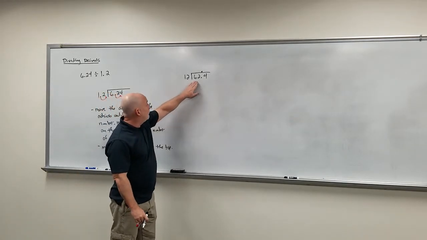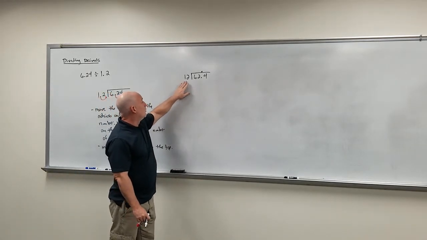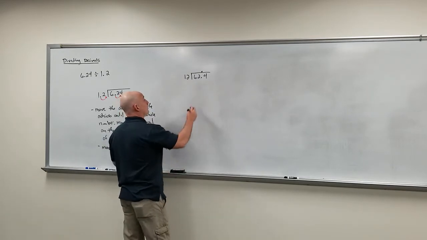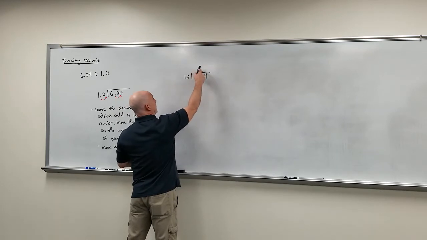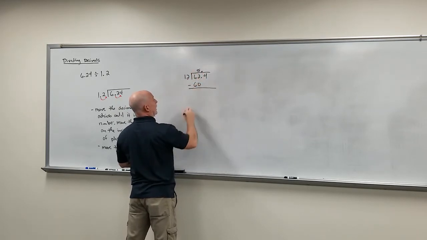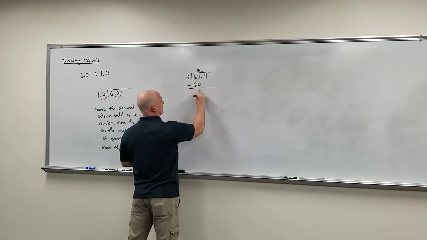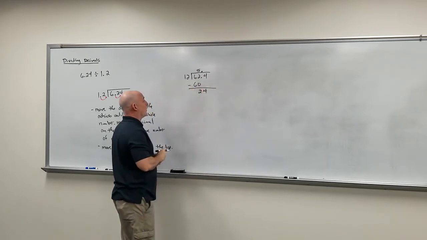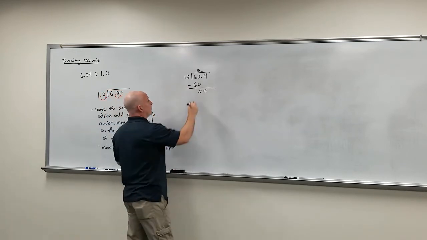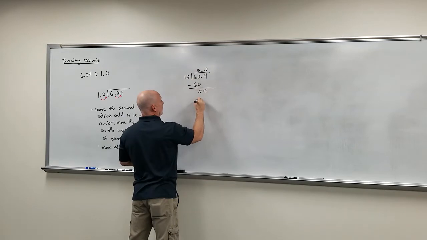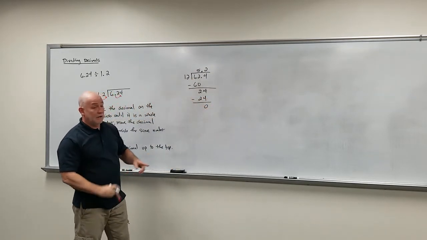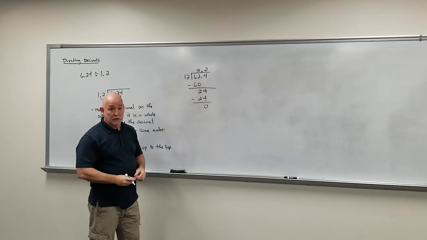So we'd say 12 won't go into 6. Will 12 go into 62? Yeah, the most times it'll go into will be 5 times, because 5 times 12 is 60, and then we can subtract. So 62 minus 60 would be 2, bring down the 4. Will 12 go into 24? Yeah, it'll go into 24 2 times. 2 times 12 is 24. Subtract, and we get 0. So our answer is 5.2.